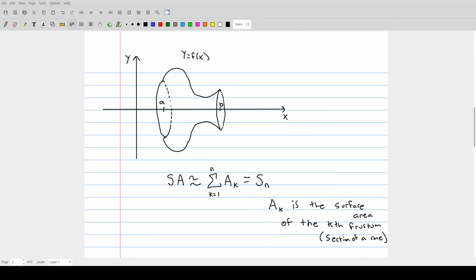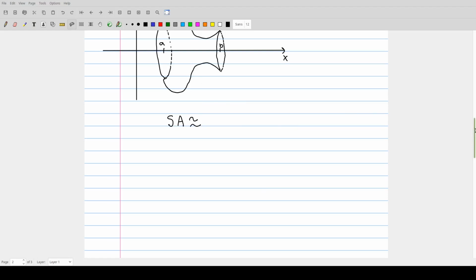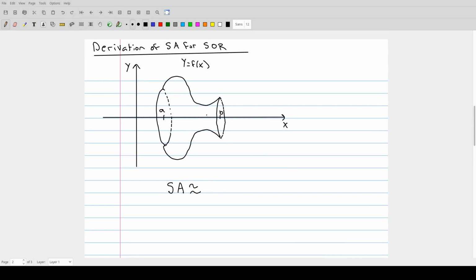So here's how we derive the general surface area formula. What we're going to consider, and I'll erase this for now, is that what we're looking for is a Riemann sum approximation to the total surface area of this three-dimensional object.